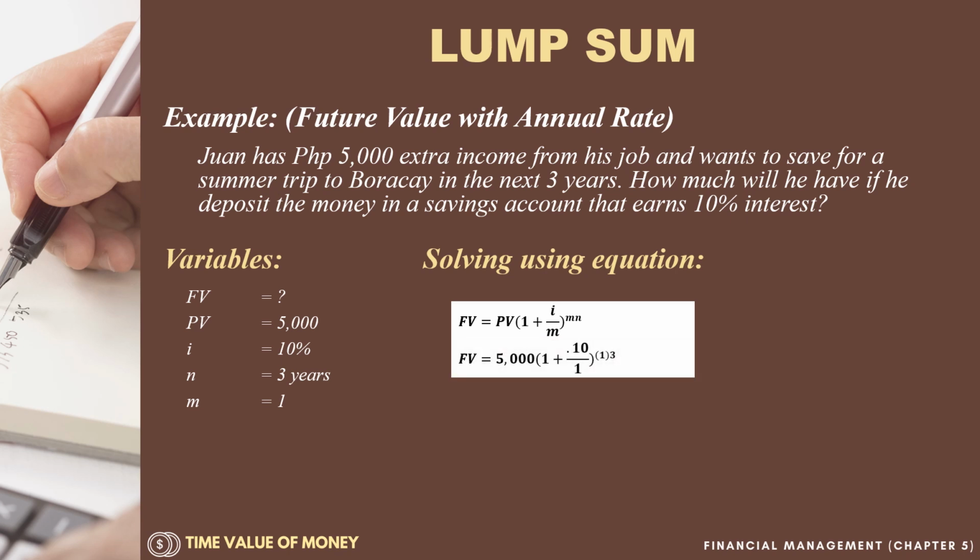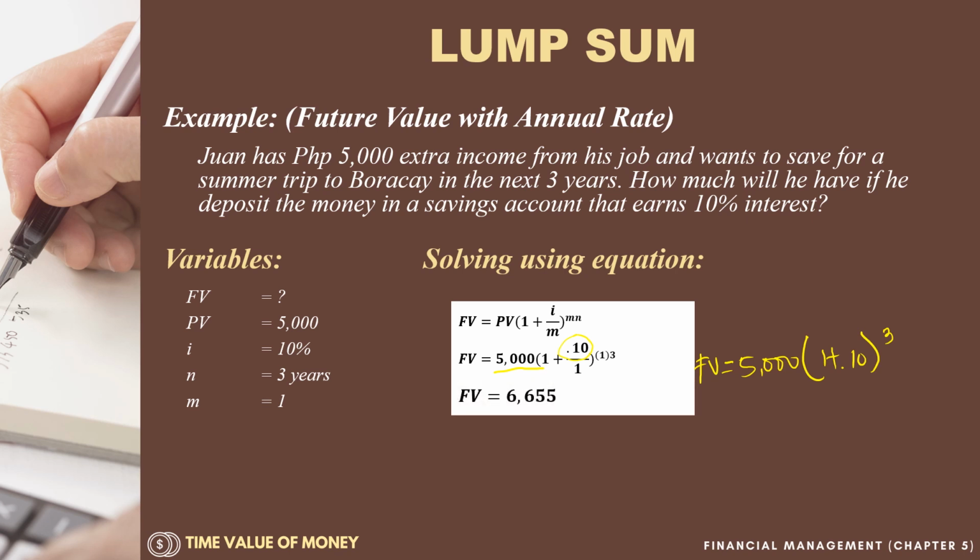So FV is equal to PV, that is 5,000, multiplied by 1 plus I, or the 10% here, over 1 to the power of 1 times 3. Or you can write this in this way: FV is equal to 5,000 multiplied by (1 plus 0.10) to the power of 3. And then we have here the result of 6,655. Now, it's your turn to solve this using your calculator.